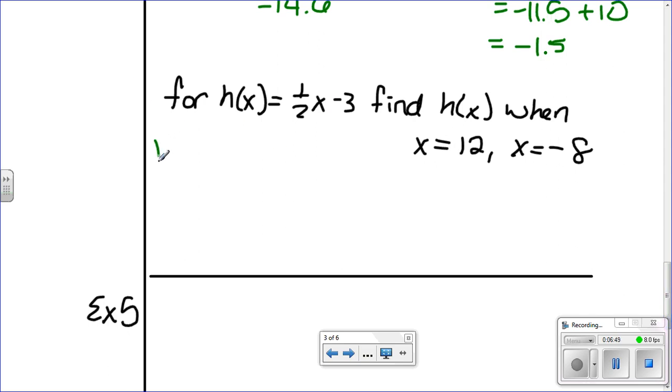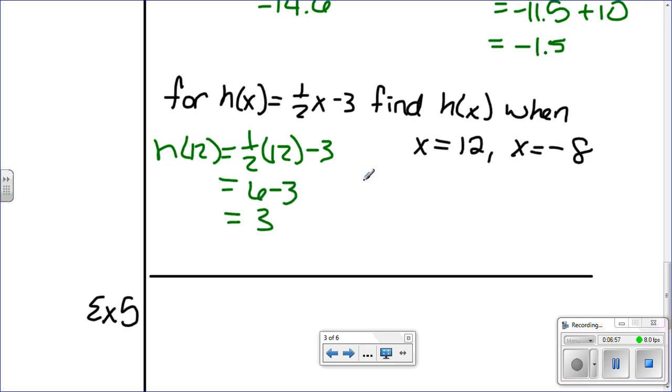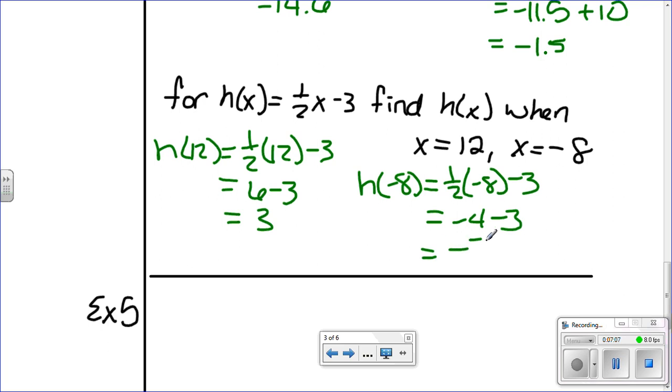Another one. h of 12 is equal to 1/2 times 12 minus 3. So we get 6 minus 3, which is 3. We get h of negative 8 is equal to 1/2 times negative 8 minus 3. So we get negative 4 minus 3, or negative 7.